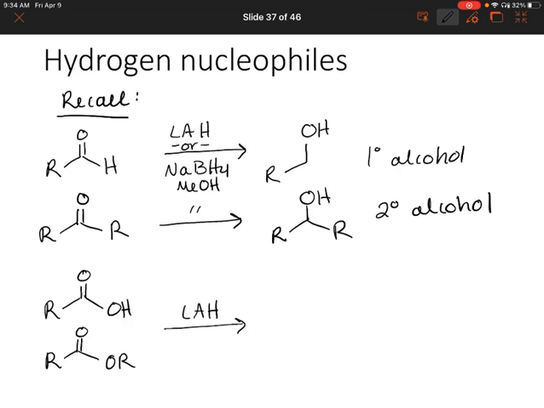Now, remember, with carboxylic acids and esters, you can't use sodium borohydride because it's not strong enough to reduce these two functional groups. So you have to use lithium aluminum hydride.